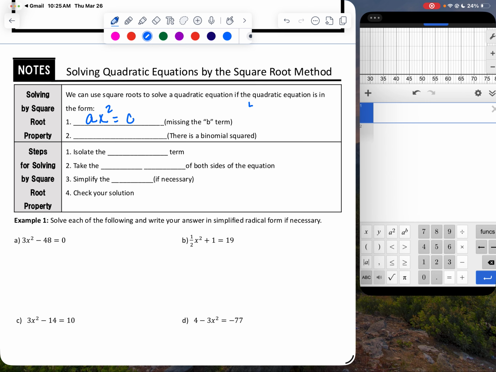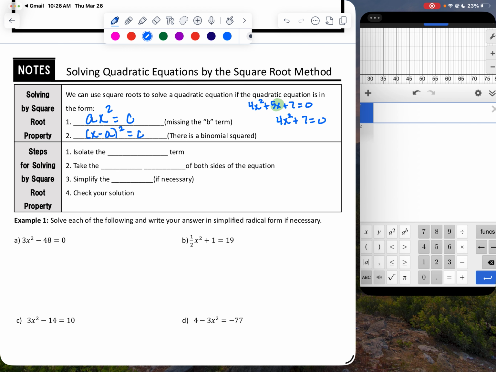So if you had something like this, 4x squared plus 5x plus 7 equals 0, you could not use the square root method on that problem because it has a b term. The only time you could use the square root property is when it looks like this, 4x squared plus 7 equals 0. That's missing the b term, all right? The other time you can use the square root property is if you have a binomial squared. So (x minus a) squared is equal to a constant. If these two conditions are met, you can solve by the square root property.